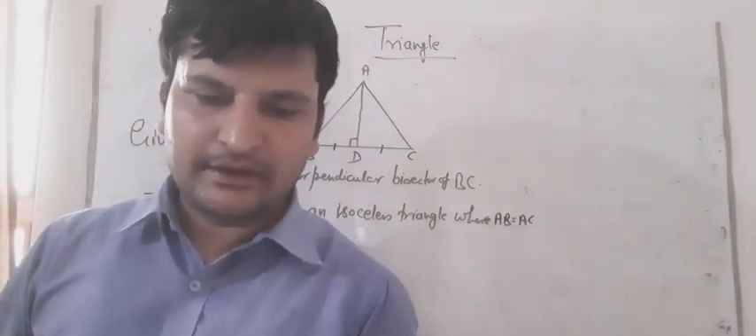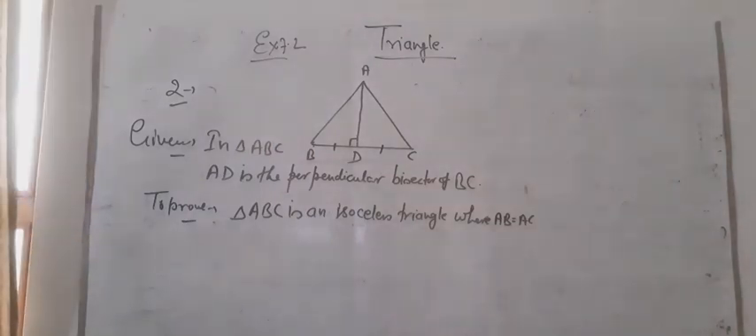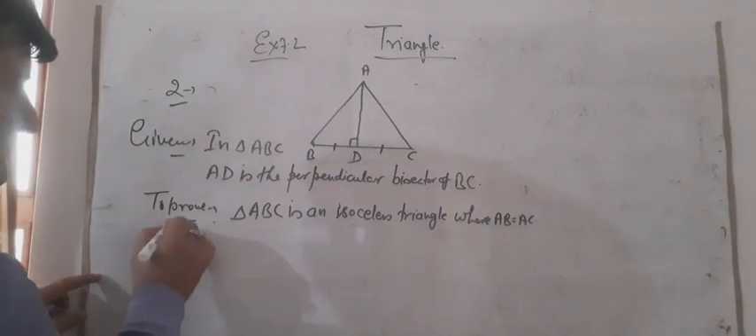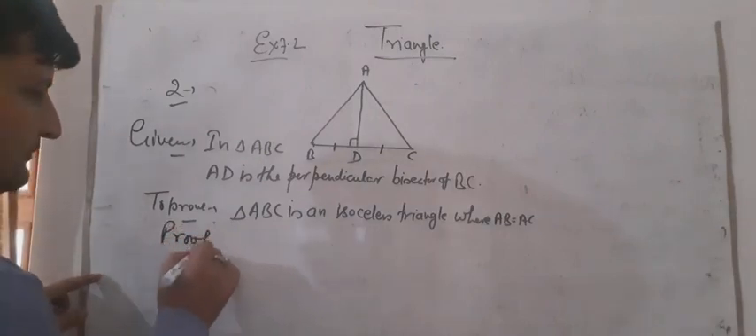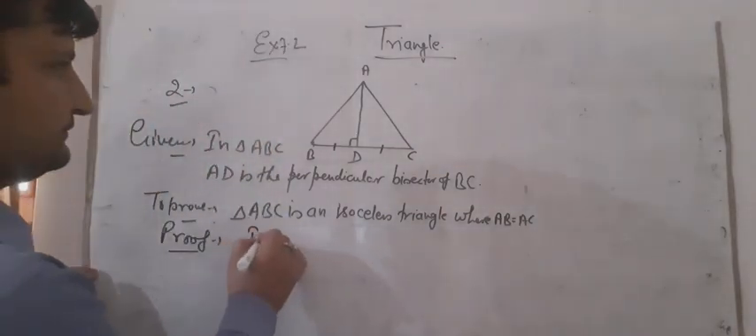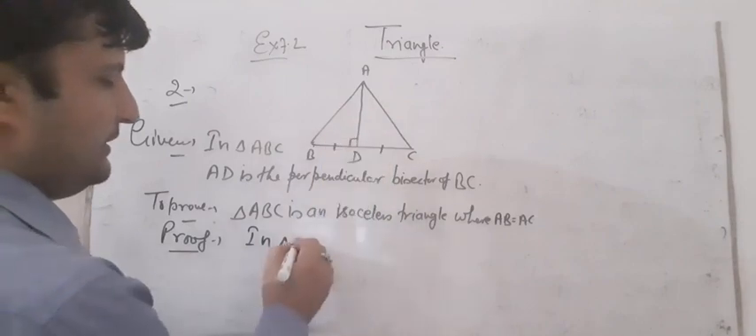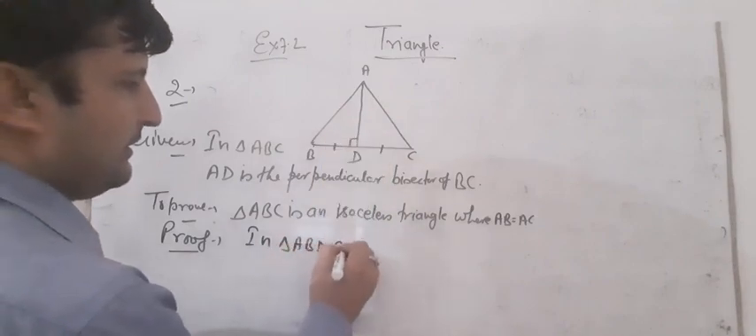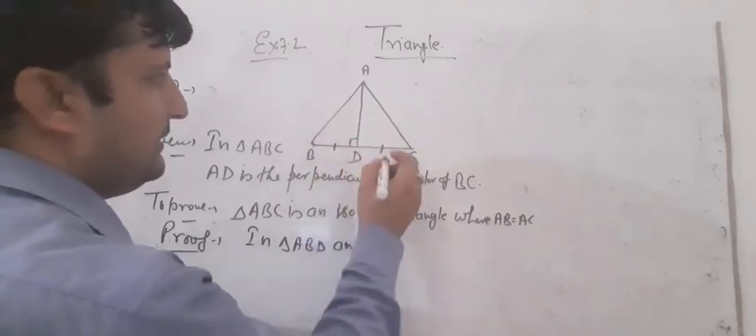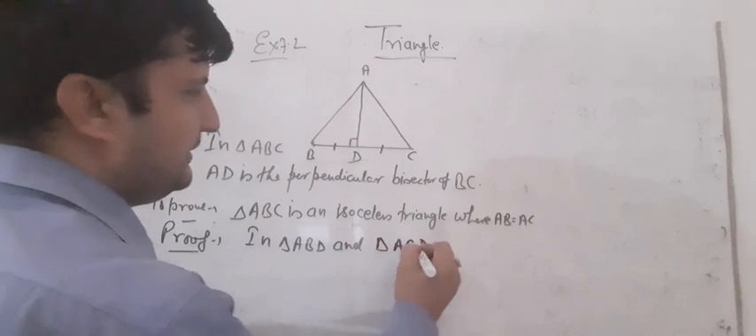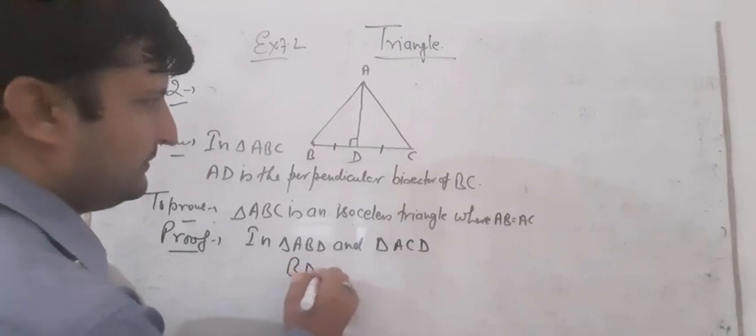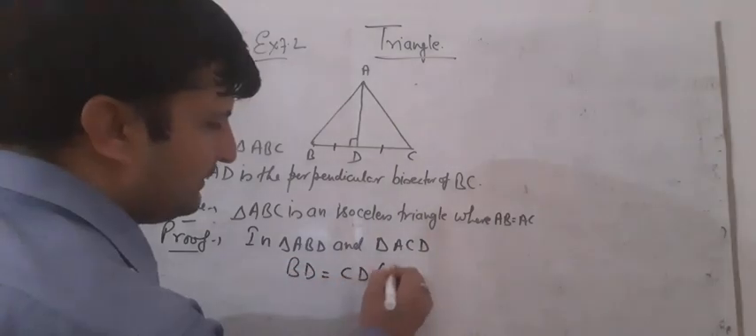Now we will start by doing this one. To prove it, first we will write proof. First we will take two triangles. In triangle ABD and triangle ABD we have taken. Similarly triangle ACD, it is given that this is the perpendicular bisector, I have told you. So BD is equal to CD, given.